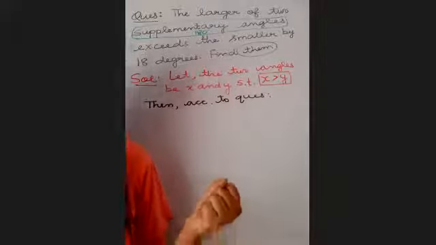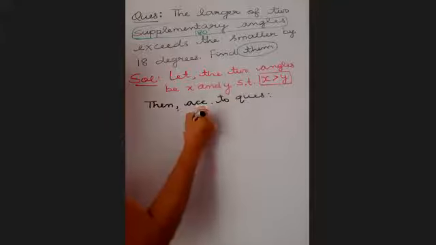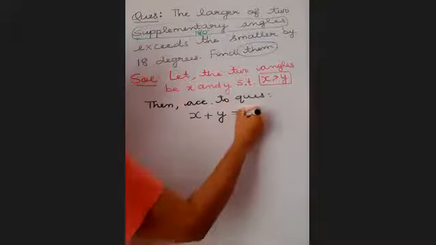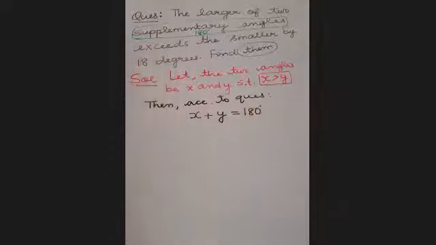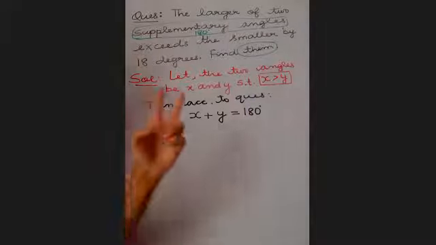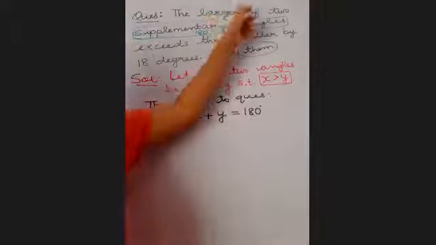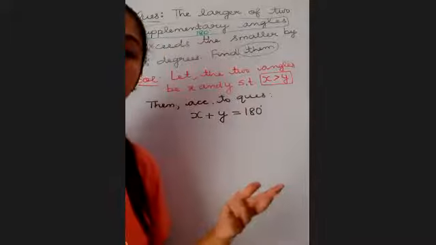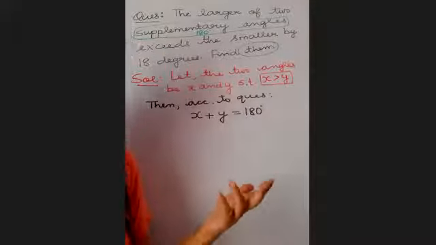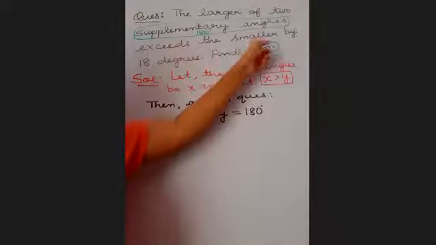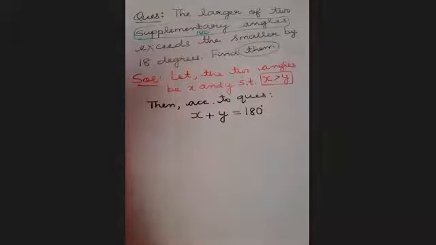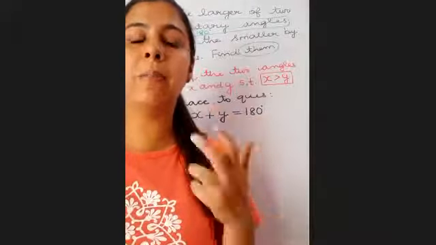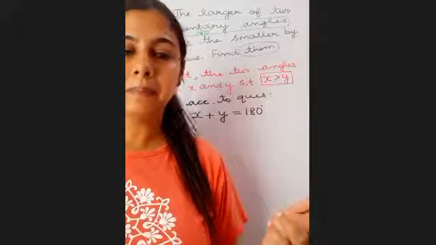X plus Y is equal to 180 degrees. And the second equation: the larger exceeds. What is the meaning of exceeds? Plus. So the bigger angle exceeds the smaller by 18 degrees, that is, it is more than the smaller angle by how many degrees? 18.